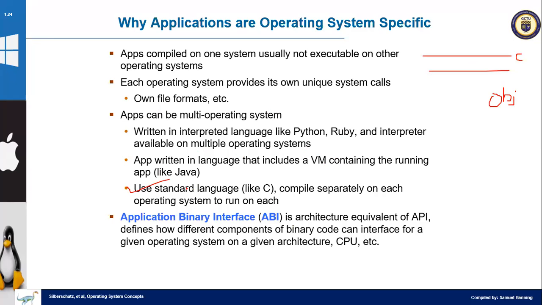Because this C program has compilers or interpreters both in the Windows-based and the Unix-based. If you take an application like Visual Basic.net, it's not compatible with the Linux operating system because it cannot be compiled on the Linux operating system. So these are the reasons we have applications being operating system specific.